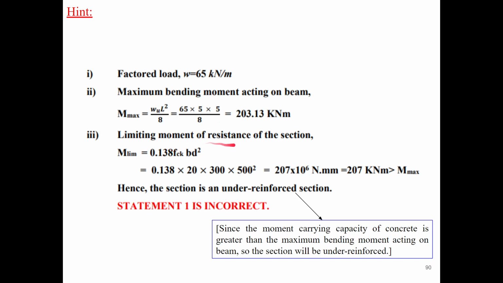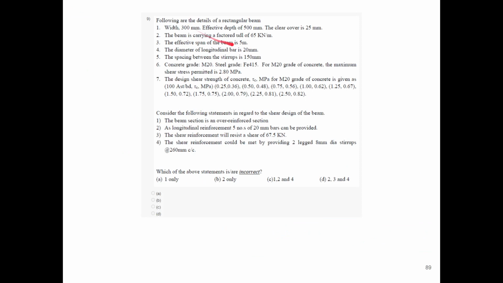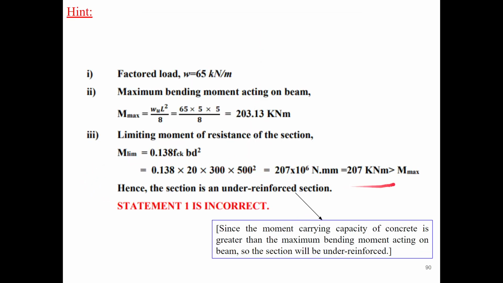And the limiting moment of resistance of the section, the maximum carrying capacity of the section, will be M limit, which is 0.138 fck b d square. Fck is 20, b is 300, d is 500. So it becomes 207 kilonewton meter, which is greater than M max, which is 203.13. Because it is greater, that means we can provide less tensile reinforcement, so we can easily go for an under-reinforced section.